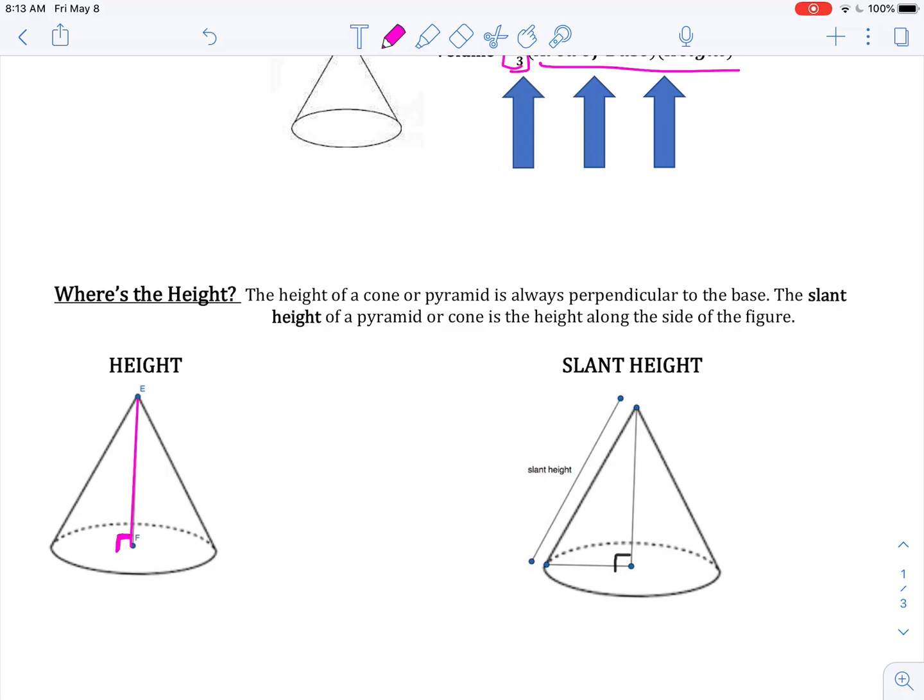So sometimes you'll see a slant height, maybe like 7 centimeters, given across the side of your cone, and that's not going to be the same as the height. And you can kind of see here, if I draw in this right triangle, your hypotenuse is not going to be the same as the height. So we'll talk about that a little bit more on Monday.